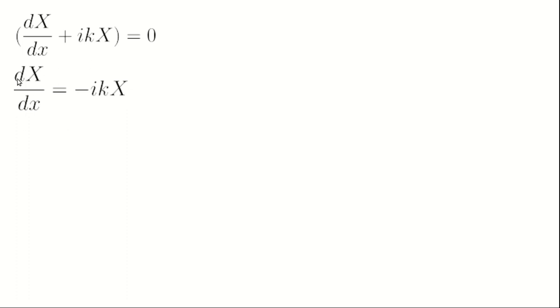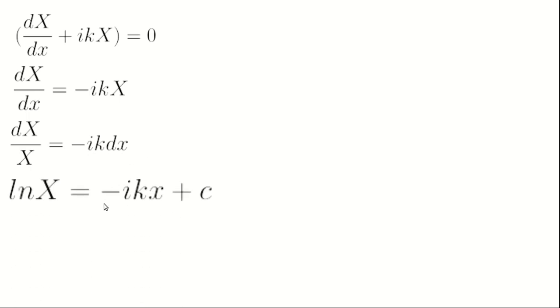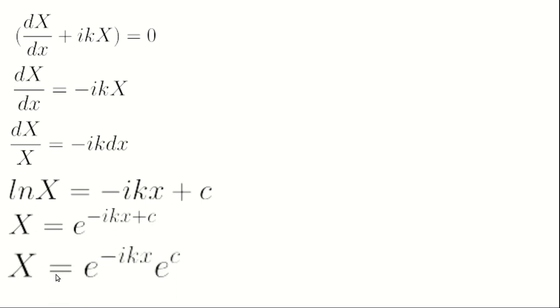And if you notice, we've solved something like this in the preceding slide. This one will give us dX over X, using separable variables, equal to minus ik dx. If you integrate both sides, you have ln X equal to minus ikx plus c. So that's how we have this expression. Make X the subject of the formula. We have X equal to e raised to the power minus ikx plus c, and that leads us to X equal to these parts, and finally we have a constant here.